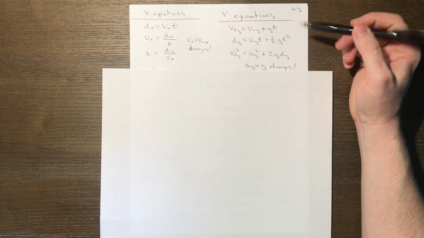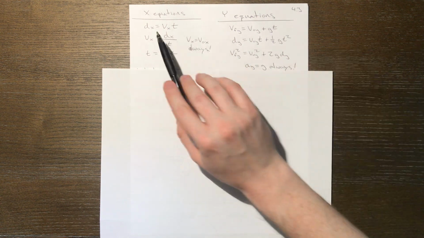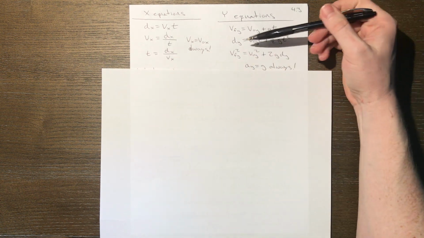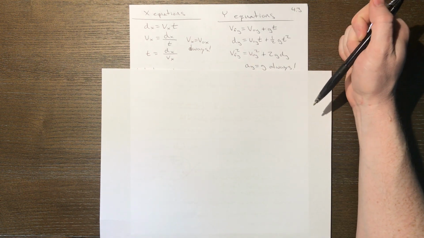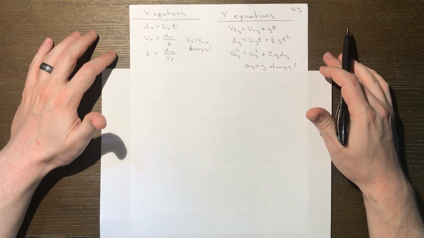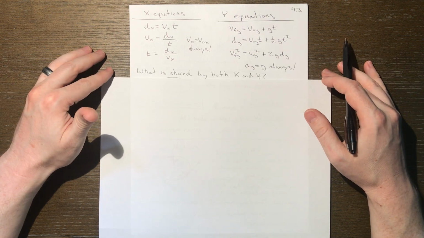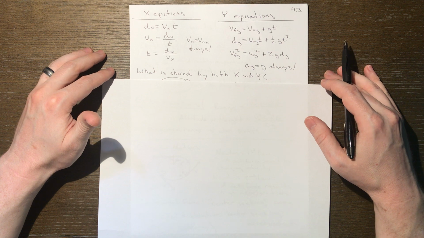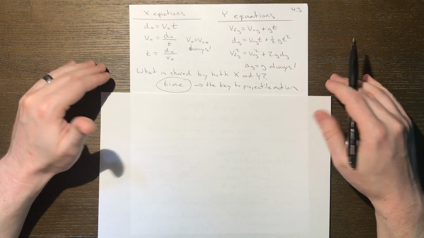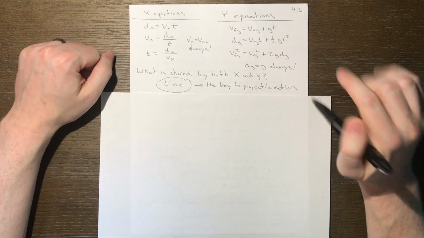Now you probably noticed that I put subscripts on everything to keep these separate. Over here we have displacement for x, velocity for x. Over here we have displacement for y, velocity for y. But you may have noticed there was one variable that I didn't put any subscripts on. What is shared by both x and y directions? Time. As time ticks away, the same clock is ticking for x as for y.